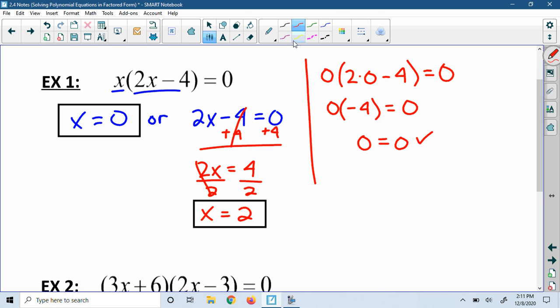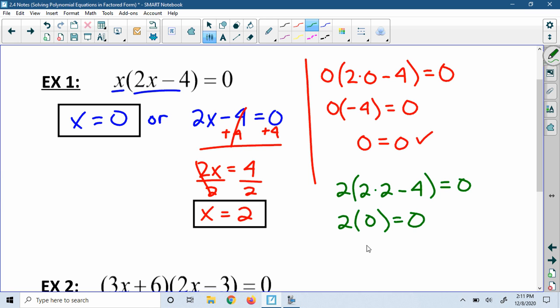Now we need to check this 2. So I'll plug a 2 in for the x's in the original equation. Do the stuff inside the parentheses first. 2 times 2 is 4, minus 4 is 0. And what do you know? 2 times 0 really does equal 0. So both of these solutions really do check out. They are good solutions.